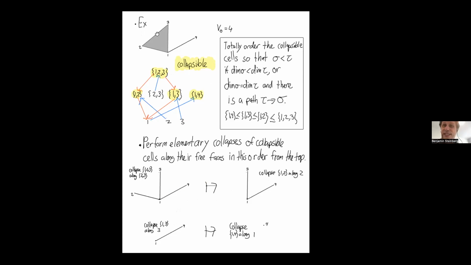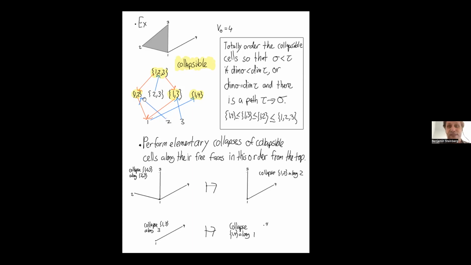So I have this ridiculously, obviously contractible simplicial complex here. It has a triangle and then one edge. And my distinguished vertex is going to be vertex 4. My collapsible cells are going to be these yellow ones: 1,2,3, 1,2, 1,3, and 1,4. And my redundant cells are going to be 2,3, 1, 2, and 3. The blue up arrows tell you who the free faces are.